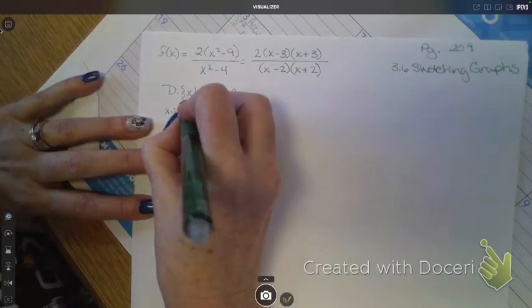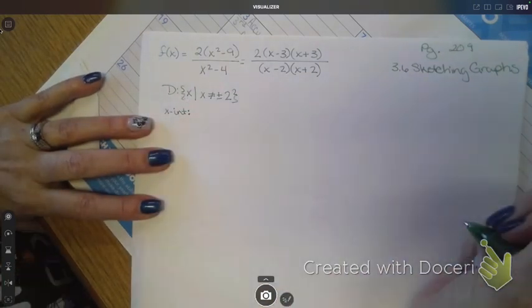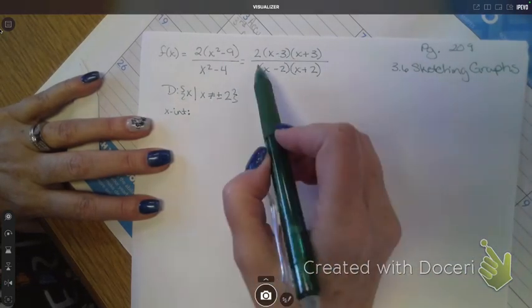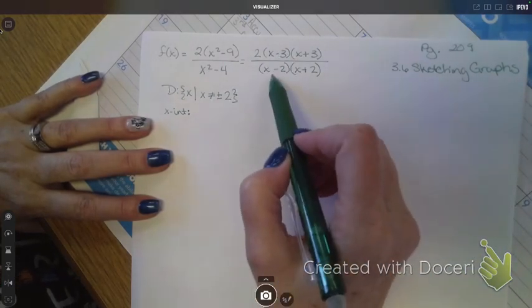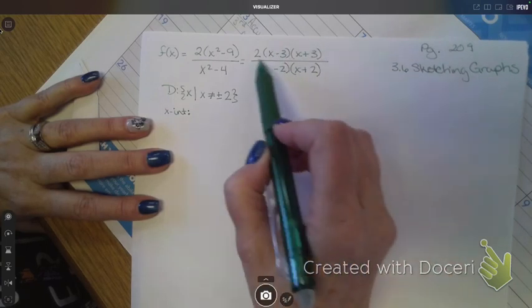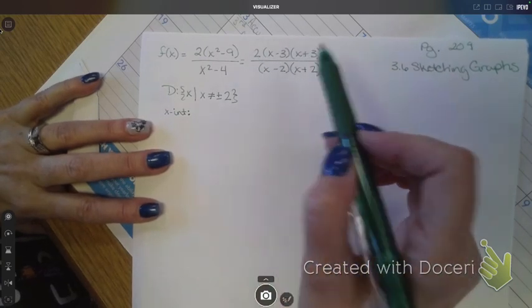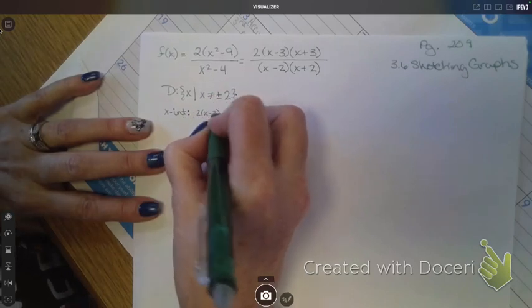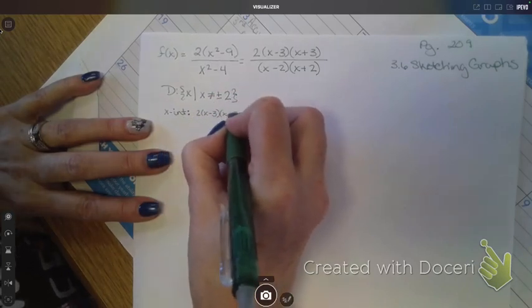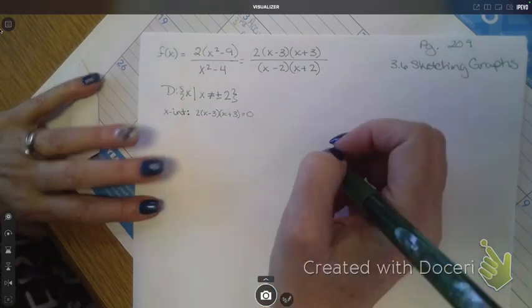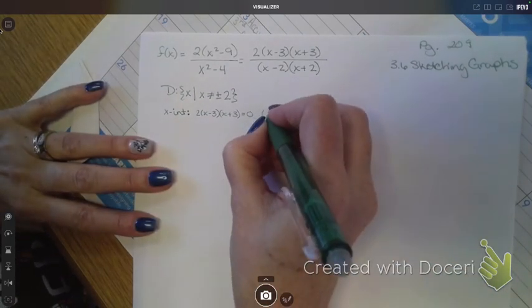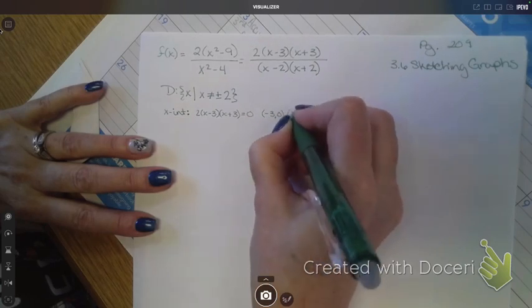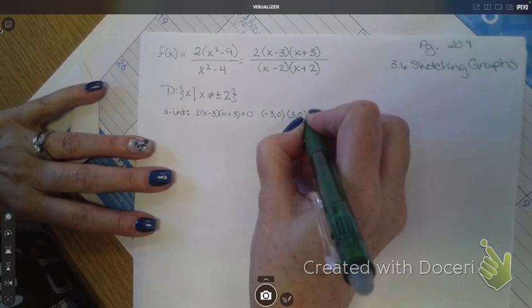Does anybody remember how to find an x-intercept? Set it to 0. Yes, you set it equal to 0. When I set it equal to 0, the denominator is going to 0 out, so it's essentially just the numerator equal to 0, correct? Yeah. So 2x minus 3, x plus 3 equals 0. So my x-intercepts are negative 3, 0, and 3, 0.